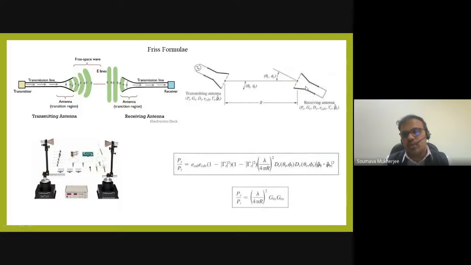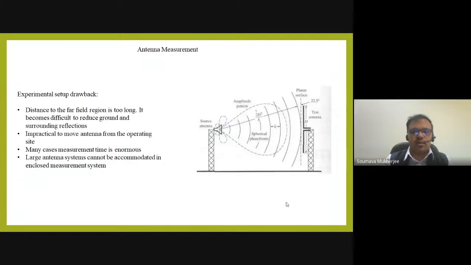If we know one gain, G0T, we can find out G01, and that's how we can calculate the gain of the antenna. So basically you need a reference antenna whose gain is known. Then you can measure the gain of the other antenna. That's how the measurement is done. Okay, so these are all about the basic theory.